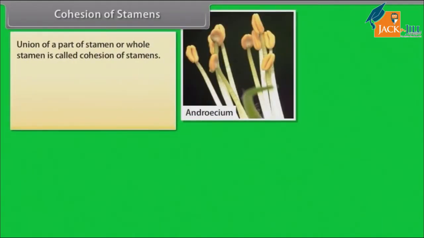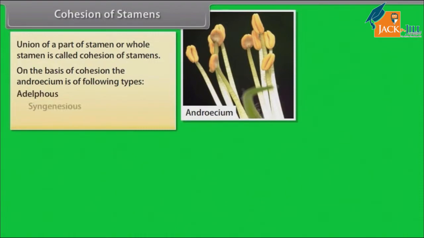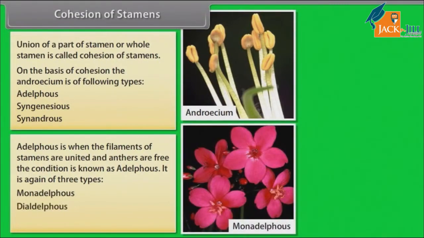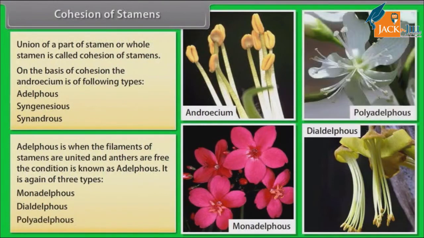Cohesion of stamens. Union of a part of a stamen or whole stamens is called cohesion of stamens. On the basis of cohesion, the androecium is of the following types: adelphous, syngenesious, synandrous. Adelphous is when the filaments of stamens are united and the anthers are free. It is again of three types: monadelphous, diadelphous, polyadelphous.